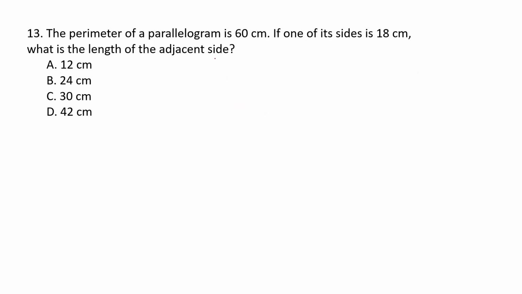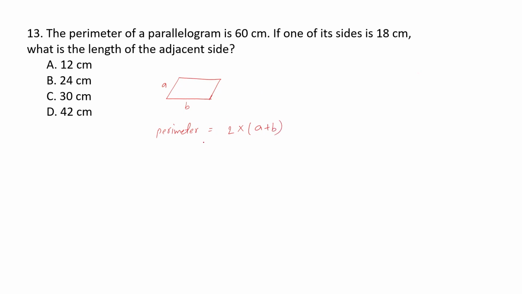The perimeter of a parallelogram is given. It is 60 centimeter. If one of its sides is 18 centimeter, what is the length of the adjacent side? Again, you should be knowing what is this shape parallelogram. So, it is this. This is parallelogram. Let's say this side is A, this side is B. So, perimeter is given. What is the perimeter? Perimeter of a parallelogram is equal to 2 into sum of side A plus B.